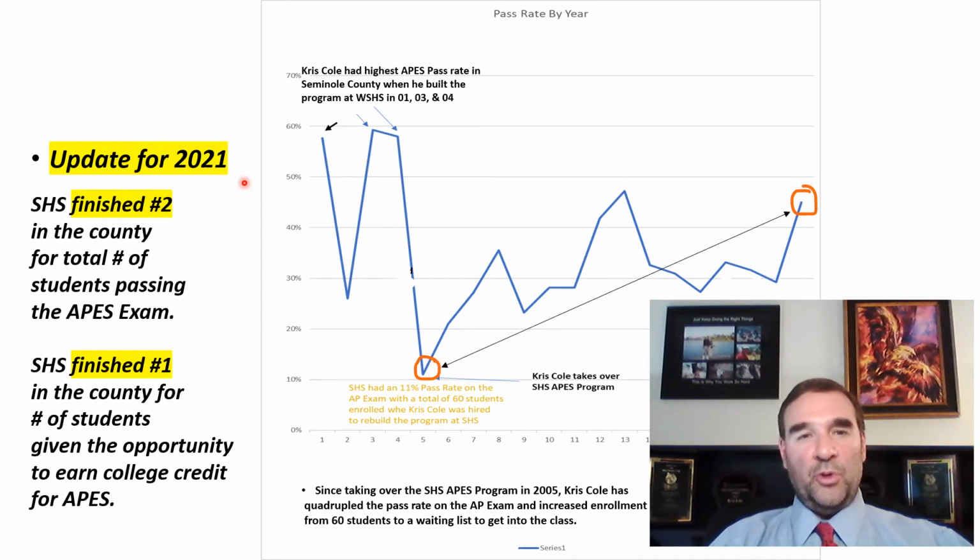Last year, for 2021, despite COVID, we finished number 2 in the county for number of students earning college credit for advanced placement in environmental science. And we finished number 1 for students having the opportunity to earn college credit. So I'm very proud of those numbers. We had a pretty good year last year. Look forward to working with your students this year. And again, I'd like to be number 1 in the county. Number 2 just doesn't sit that great. So let's get there.